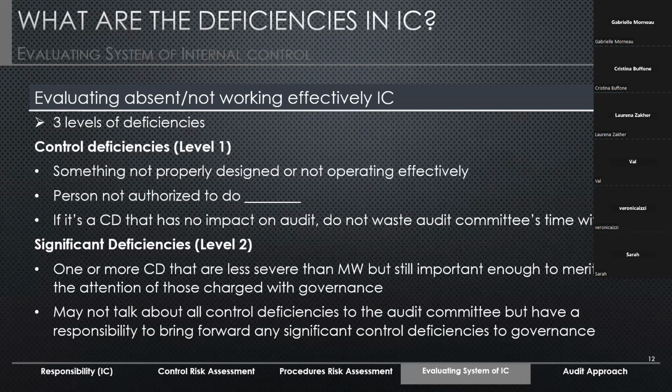Then we're going to have significant deficiencies. 1 or more control deficiencies that are less severe than a material weakness. Material weakness, we'll see after level 3, but it's still important enough to merit the attention of those charged with governance. So I'd say it's more about the accumulation of control deficiencies that brings a significant deficiency.